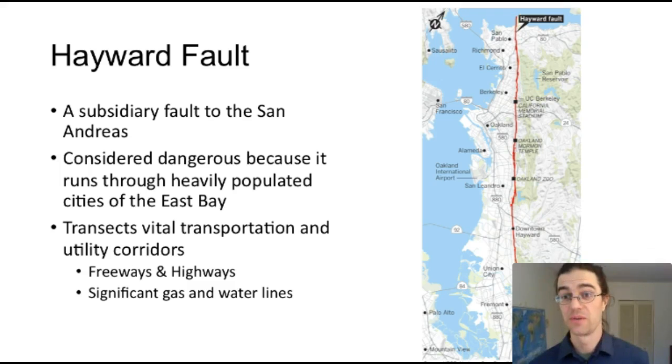and change, really. So here we have the Hayward Fault mapped out through the East Bay here. It's a subsidiary fault to the San Andreas. It's considered dangerous because it runs through the heavily populated cities of the East Bay, transects vital transportation and utility corridors. Right, so lots of our water main lines coming from the Sierra cross this fault, and that's very serious. And freeways and highways as well, and then significant gas lines as well besides the water lines.